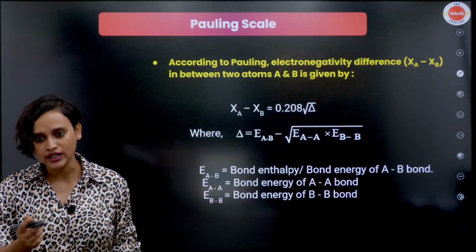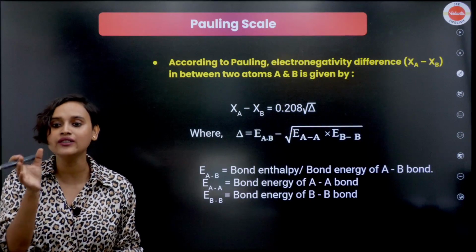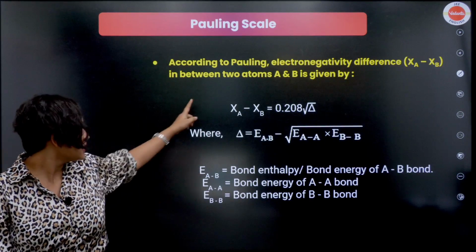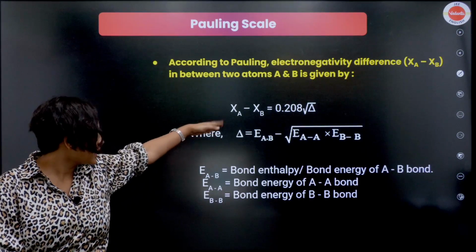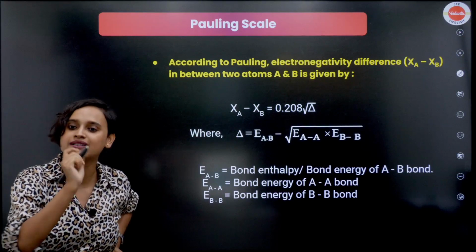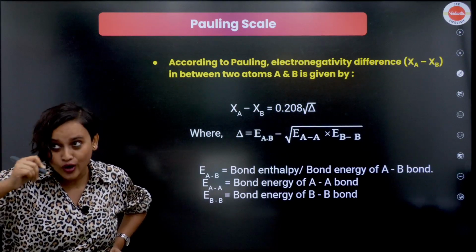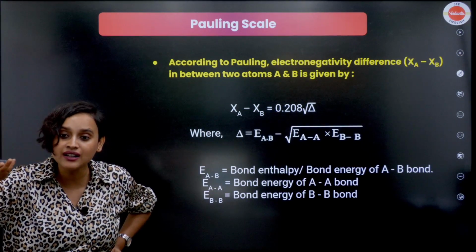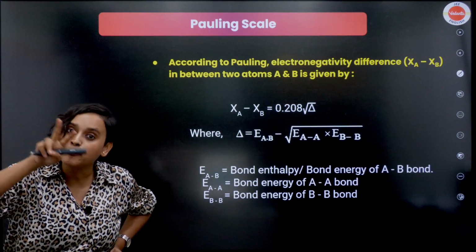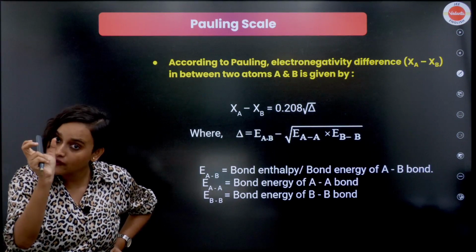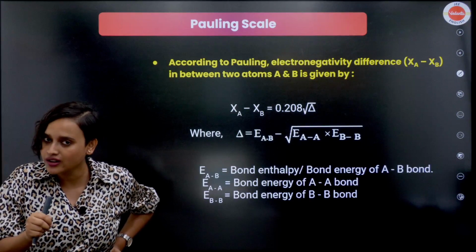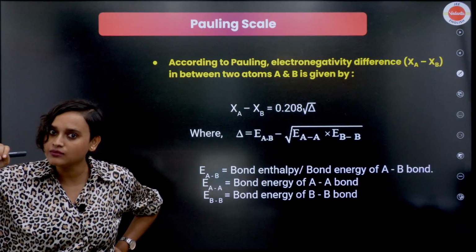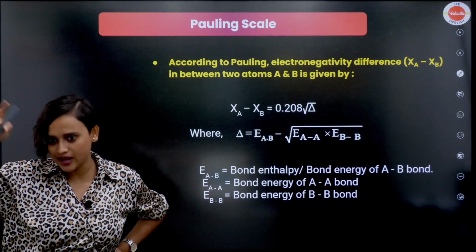After Mulliken, there was also the Pauling scale. Now Pauling said that the electronegativity difference between the two atoms can be given as XA minus XB is equal to 0.208 root over delta. What is delta? Delta is the bond enthalpy, the bond energy of A and B when they are forming a bond, minus root over the bond energy of AA of the same type of atom and the bond energy of BB of the same type of atom.